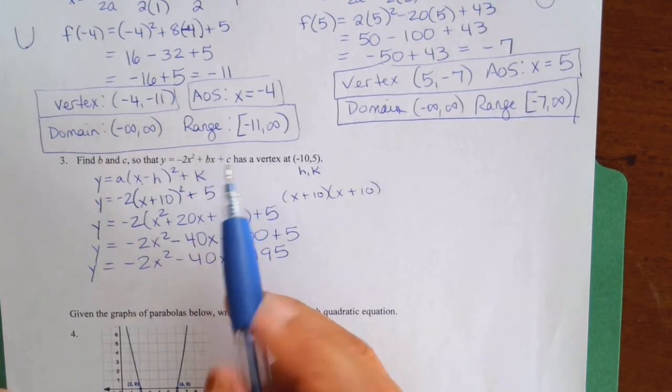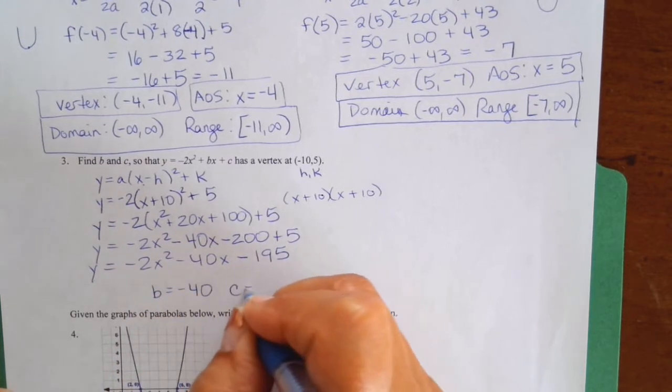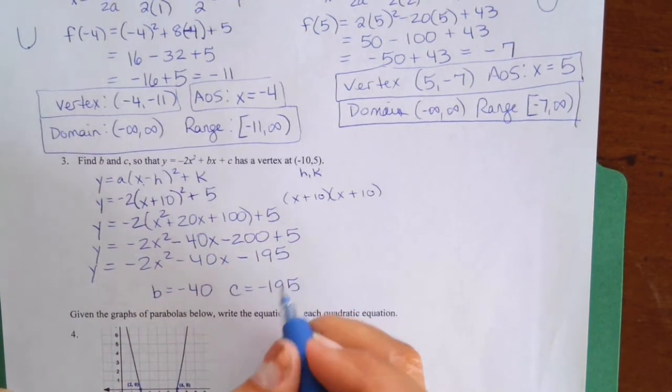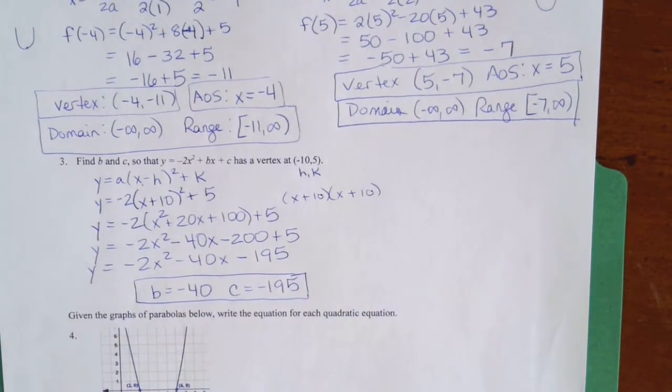what the b and the c are. So b would be negative 40, and c would be negative 195. These numbers will get big sometimes, so don't think you did something wrong. As long as you follow the steps, you will be fine.